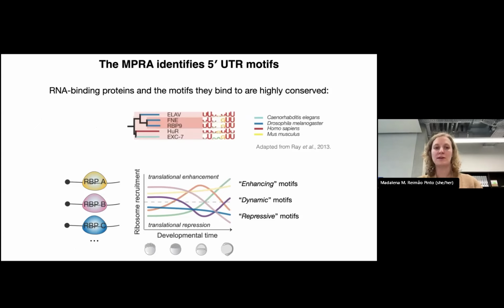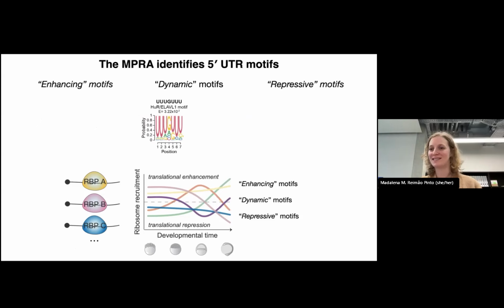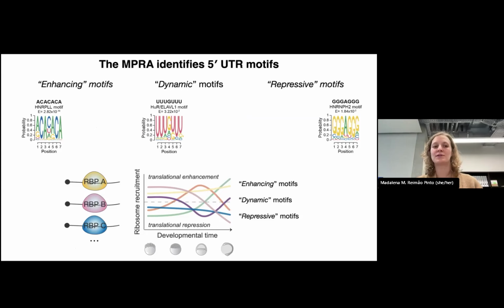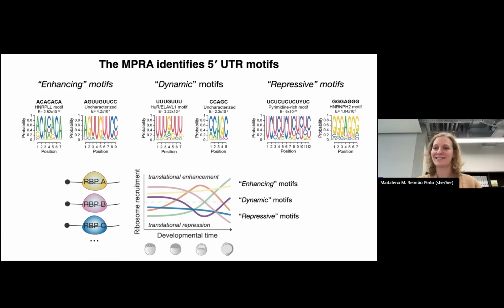This is in part because RNA binding proteins and the motifs that they bind to are highly conserved. So here you can see the binding motif of the LF-like family of proteins that are conserved from C. elegans to humans, and they recognize this specific sequence, UUUG, UUU. So I was very excited to find amongst the dynamic motifs this same element. And we also find other examples of sequences that have been shown in other species to recruit a specific RNA binding protein. But in most cases, we actually don't know what that protein is doing when it binds the 5' UTR. And even most excitingly, about half of the motifs are non-characterized, meaning that at the moment, we do not know if and which RBP they might be recruiting and what the regulatory outcome is.